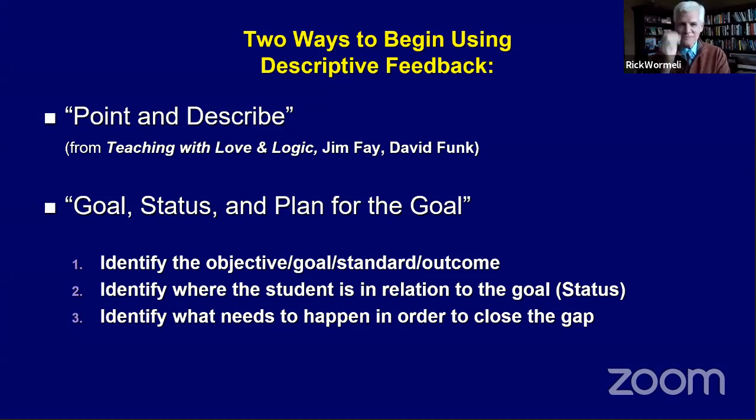Just saying. This is usually one of the first things that teachers do with students or themselves to get into descriptive feedback. Point out what they did and describe its impact, or I get the student to do that. The most common definition of descriptive feedback is what you see down below. Three parts. What was the learning target, the learning goal? Where is the child right now in relation to it? What are you going to do to close that gap?